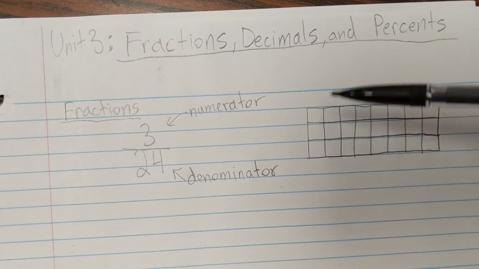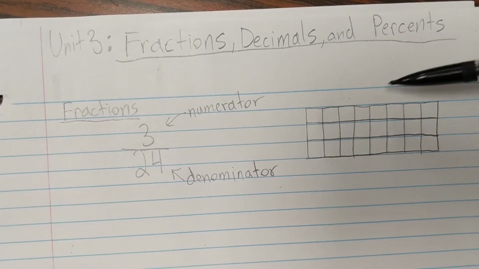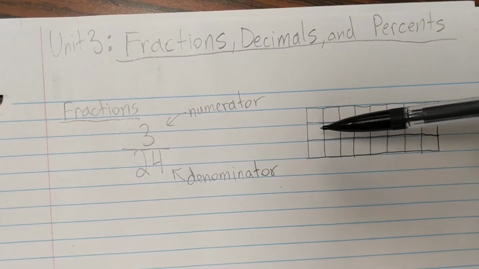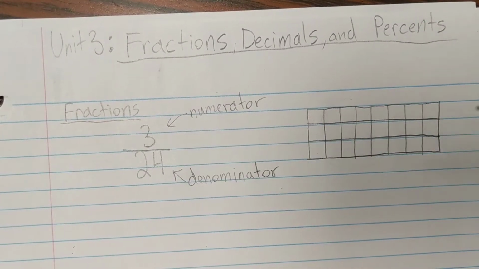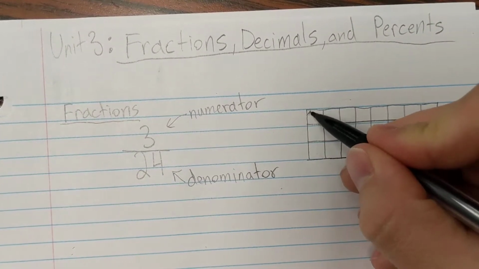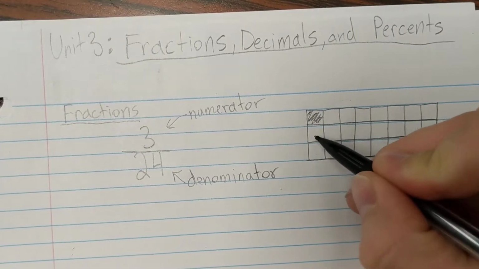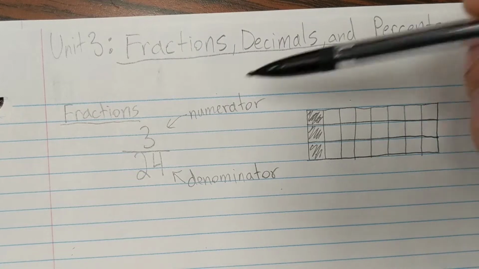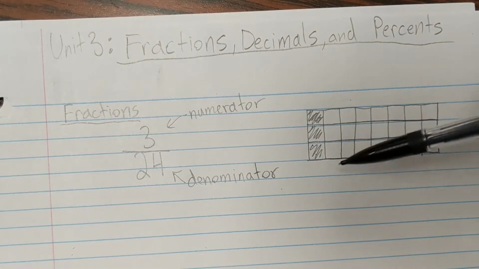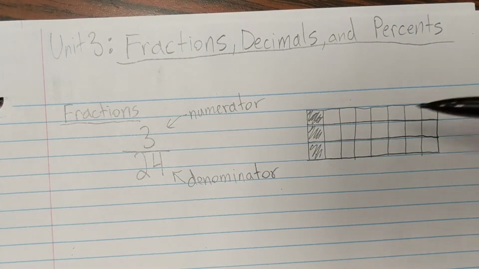Fractions are probably best described using a picture. So imagine this is a chocolate bar. It's got 24 pieces in total, so that would be the 24. And then let's say we're talking about that piece, and that piece. There's 1, 2, 3. We're talking about 3 of those 24 pieces. Okay, so there's our fraction.